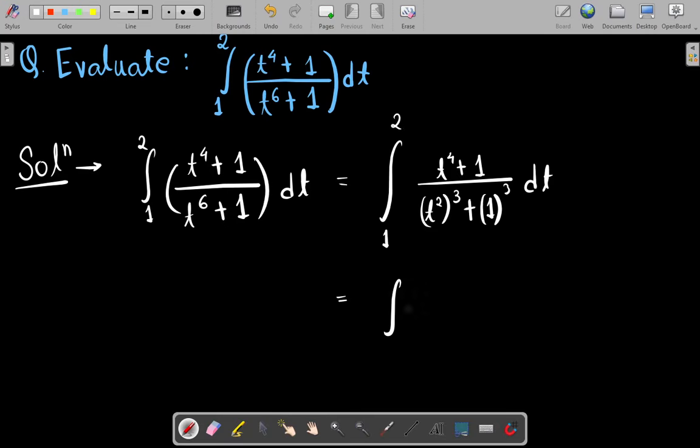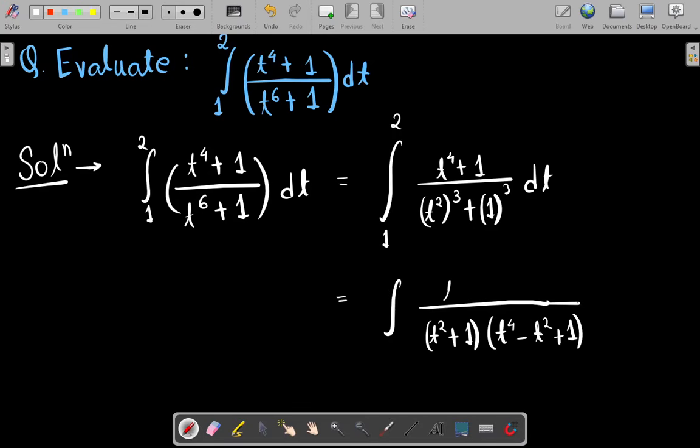So we get, using the formula a cube plus b cube, t square plus 1 times a square minus ab plus b square, which is t to the power 4 minus t square plus 1. In the numerator we already have the terms t to the power 4 and plus 1. So if we use a minus t square plus t square, we can try something.